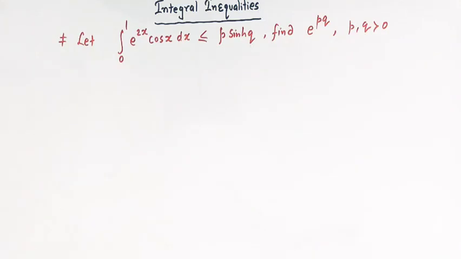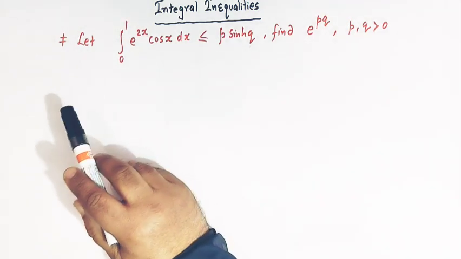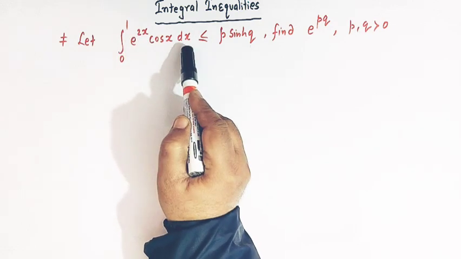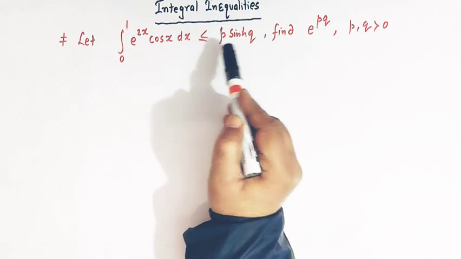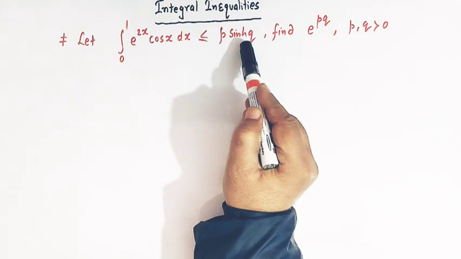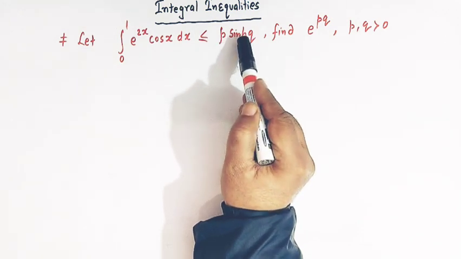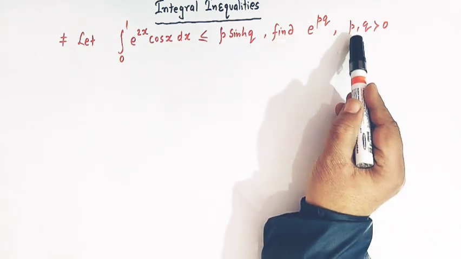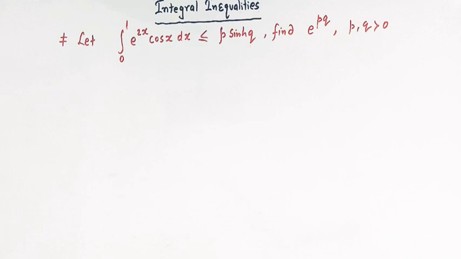Hello, viewers. In today's class, we are going to discuss yet another important and very conceptual problem from integral inequalities. Right? So, in this class, we'll solve this problem where we have the integral from 0 to 1 of e raised to 2x cos x dx is less than or equal to p times sinh q. Here we have the hyperbolic sine of q. We have to find e raised to pq, where p and q are greater than 0, right?